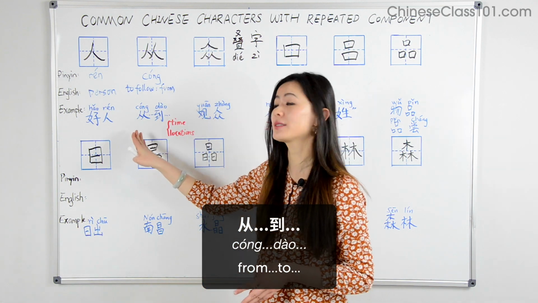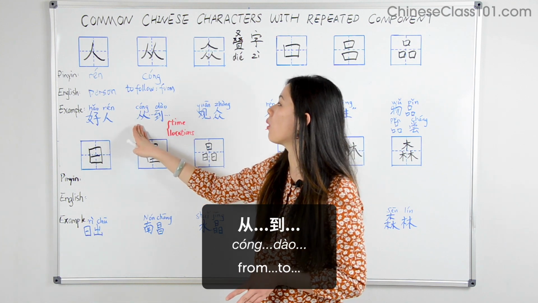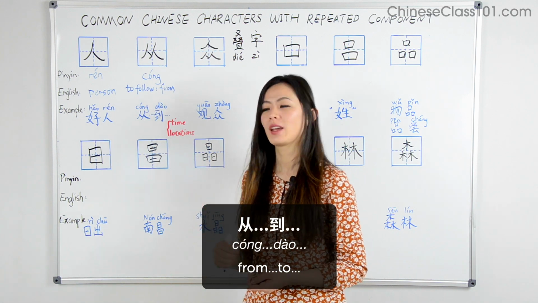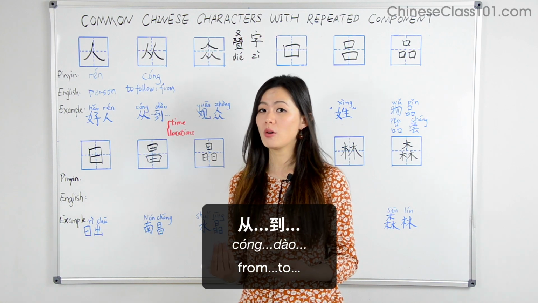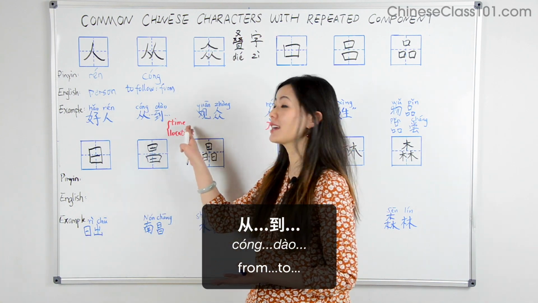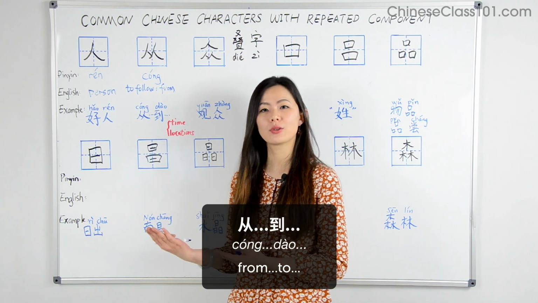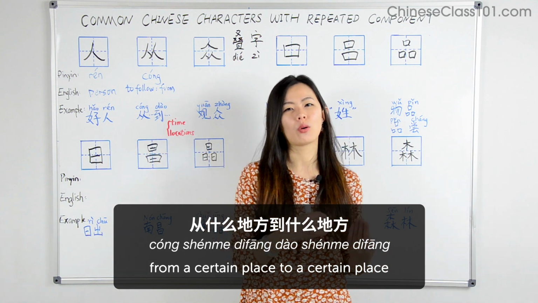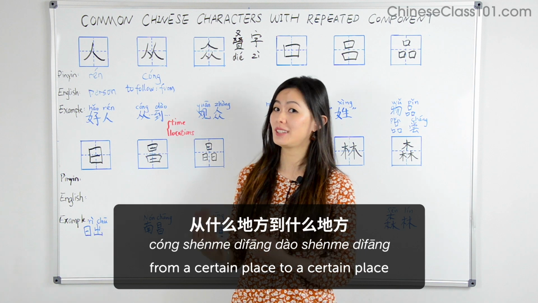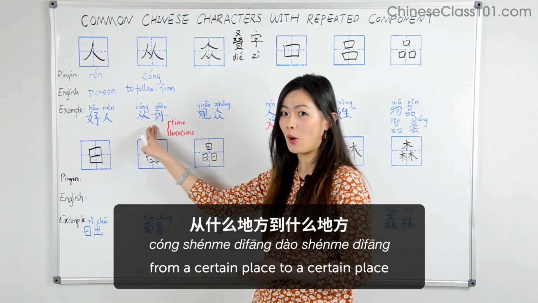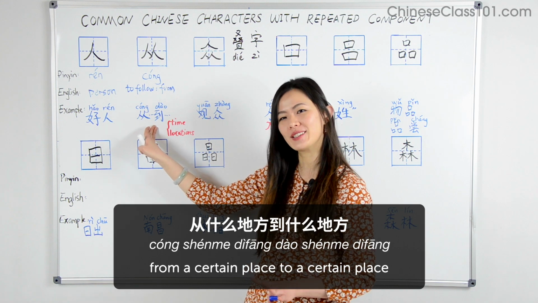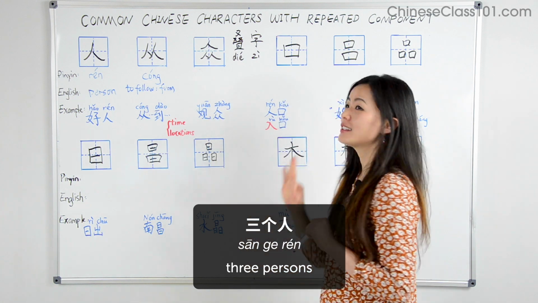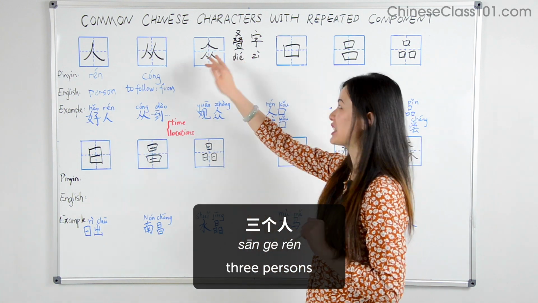For example, in this phrase, this is a very common phrase, 从什么什么到什么什么 means from to. You can say 从什么时候到什么时候. You can use it on time. You can also use it on locations, such as 从什么地方到什么地方. 从到. This is a very basic, important phrase. Please remember this one.